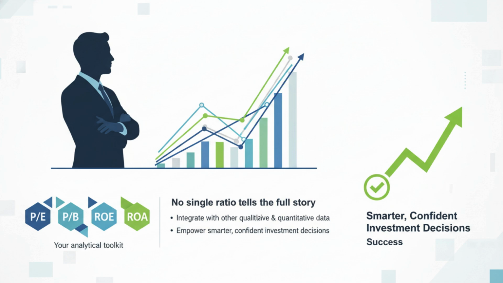In conclusion, mastering key financial ratios like price to earnings, price to book, return on equity, and return on assets is not just about crunching numbers. It's about gaining a strategic edge in your investment journey. These ratios collectively form an indispensable toolkit for evaluating a company's valuation, profitability, and operational efficiency.